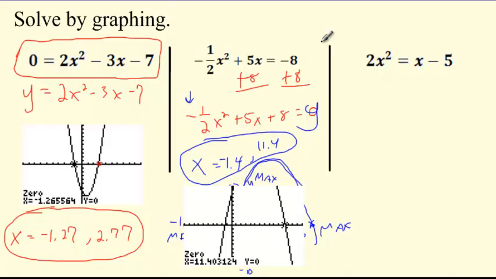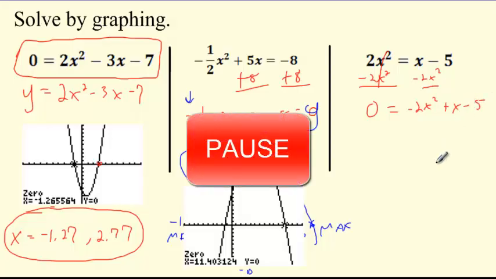Go ahead and try the next one. I'll help you solve it for y if you want, and it doesn't matter which side you bring it to. It may change if your parabola opens up or down, but you're going to get the same answer. So just to make it easier, I think I'm going to go from this side to say my 0 equals negative 2x squared plus x minus 5. Go ahead and type that in, see what you get, and give me those roots.